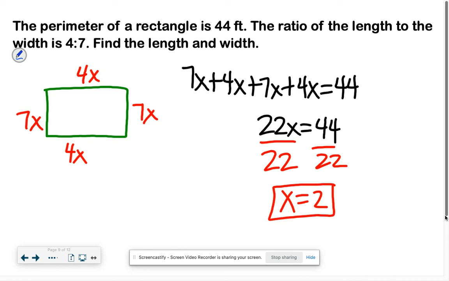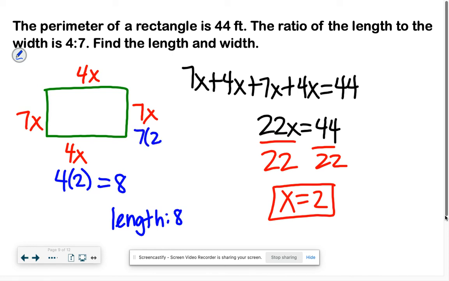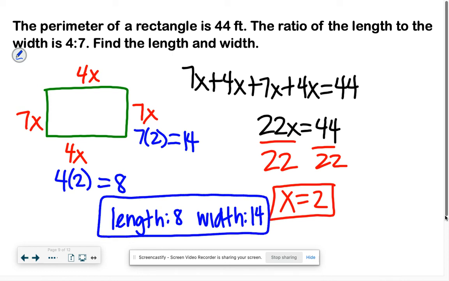Now we have to plug in to find our length and width. If I plug in here, what is 4 times 2? It's 8. So our length is 8. And 7 times 2 is 14. Yeah, that's our width. Say it: width, length.